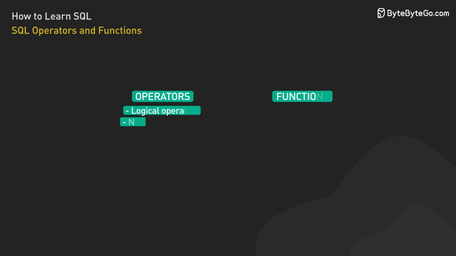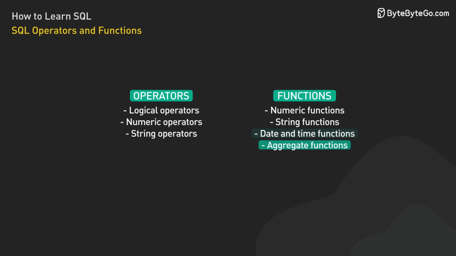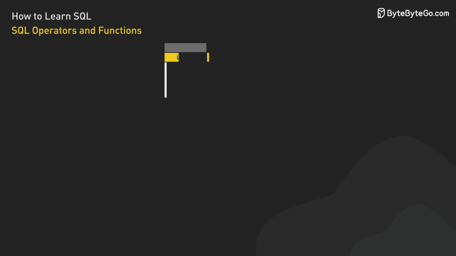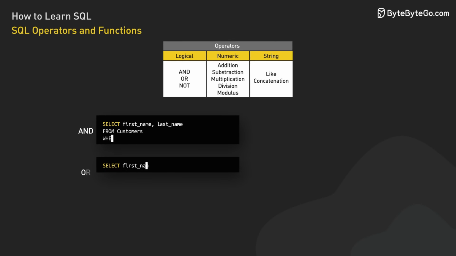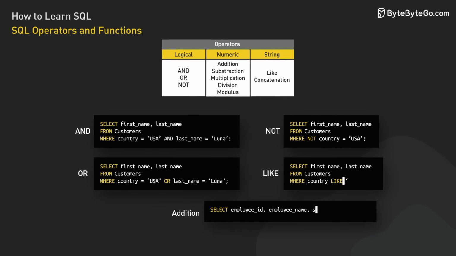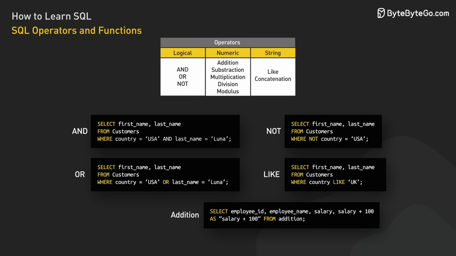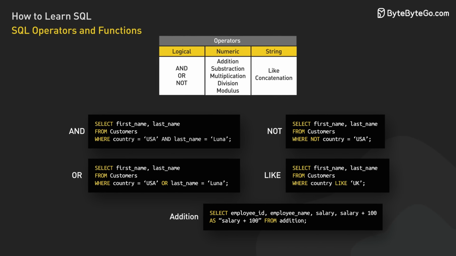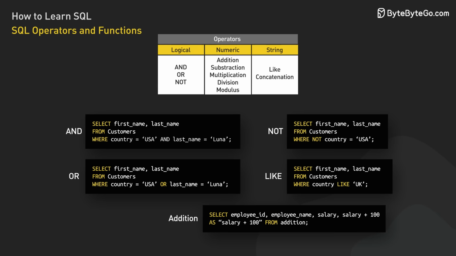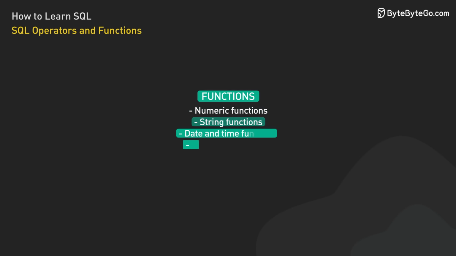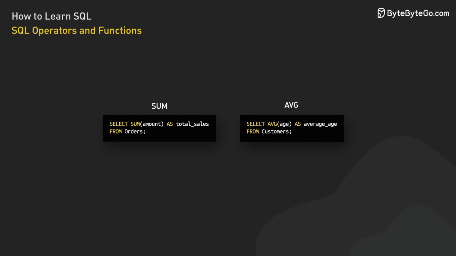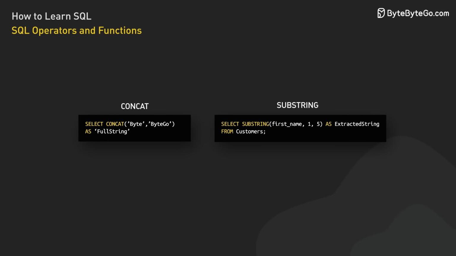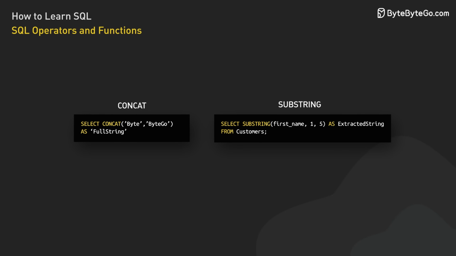SQL supports various operators and functions for filtering and transforming data. Logical operators allow compound filter conditions, while numeric operators handle arithmetic operations. String operators enable pattern matching and concatenation. Functions offer powerful data analysis and manipulation capabilities. Numeric functions perform calculations like sum, average, and round. String functions manipulate text, such as concat for combining strings or substring for extracting characters.